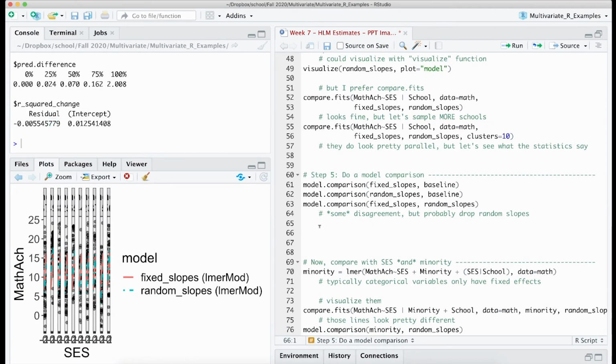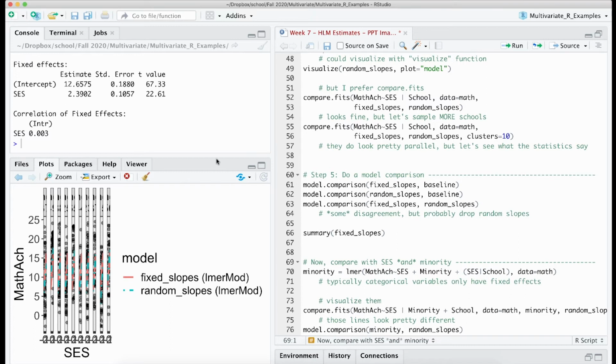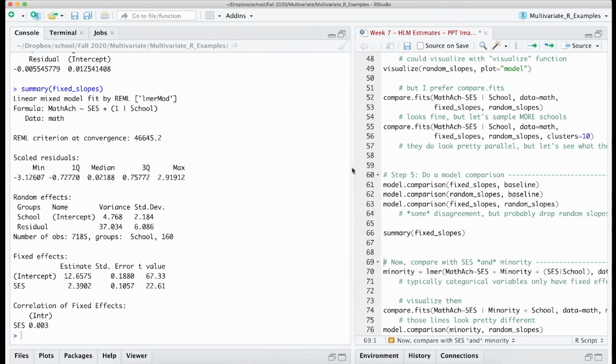Now at this point, and one thing I didn't do in my notes before is it's actually probably a good idea to study what the fixed effects are. So to do that we can go summary fixed underscore slopes, and if we run that then we get these estimates, which we've seen some of these before. These are the residuals, which I don't spend much time looking at. I don't spend much time looking at the random effects. These are just the variances. And here are the fixed effects, and those are the things that are really of interest.